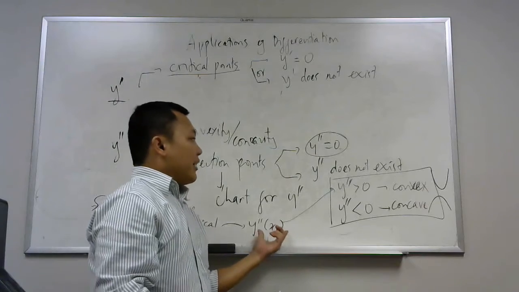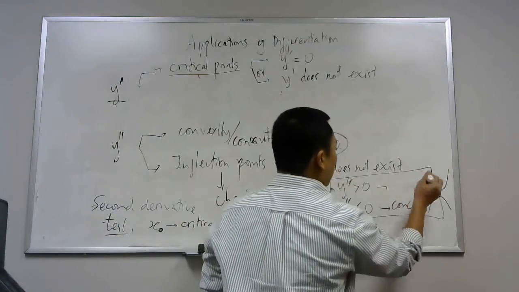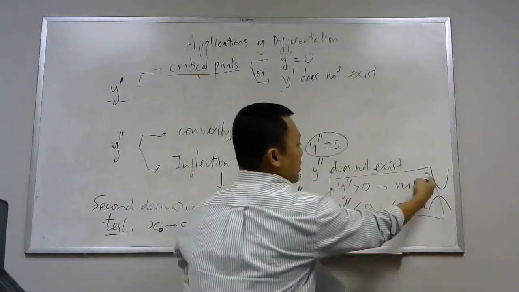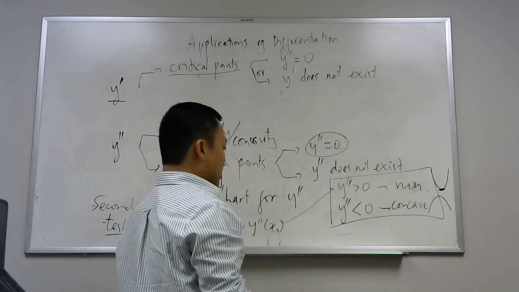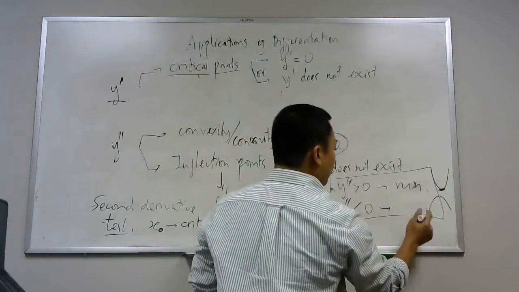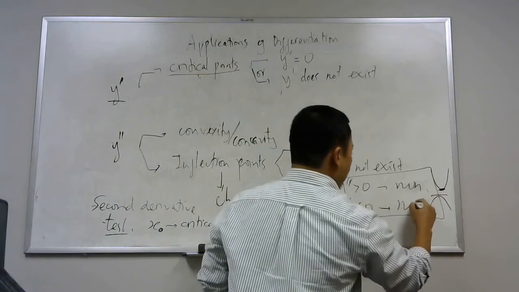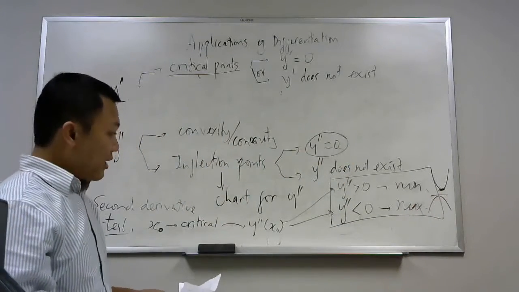the second derivative at x0 is greater than 0, that is your local minimum because the graph looks like this. So that is the point, right? So that should be a local minimum. If this value is less than 0, this is your maximum. That is the second derivative test.